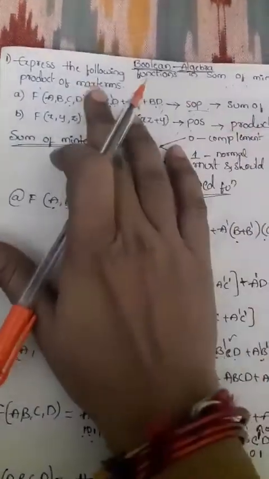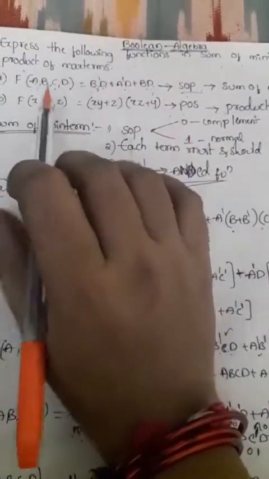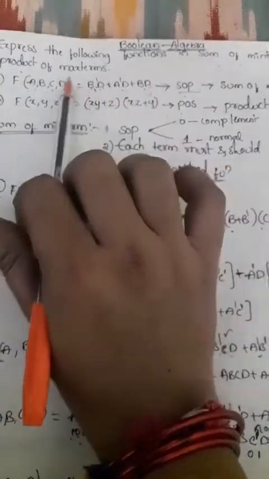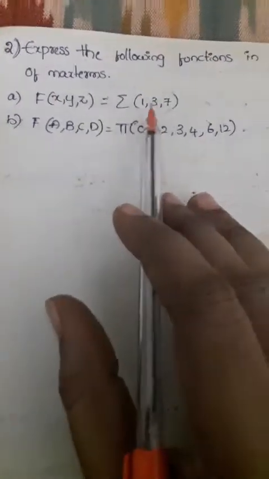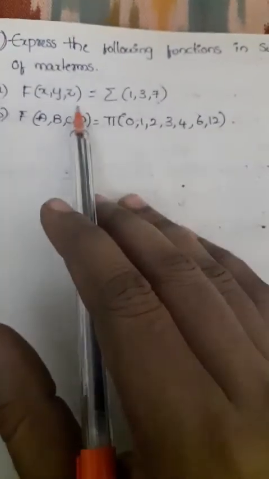Yesterday we discussed something related to the sum of minterms and product of maxterms, but it was in the form of a Boolean expression. That means whatever function we have, it is expressed in the form of variables. Here the function is decoded into binary numbers, so directly we have the problem in binary numbers.